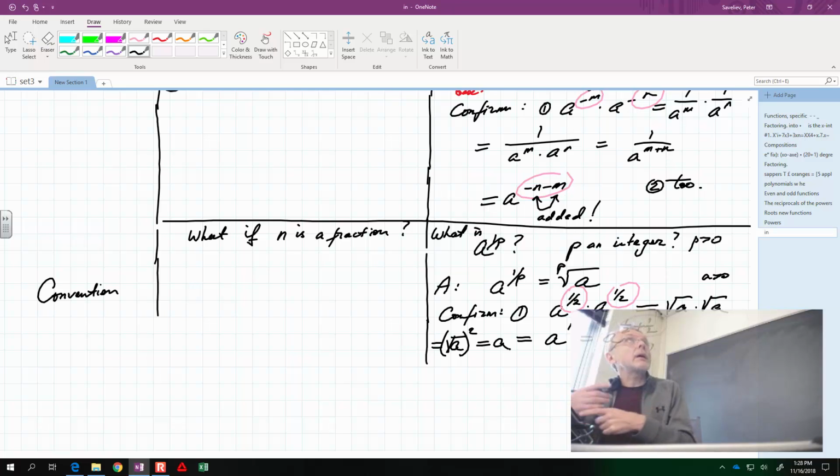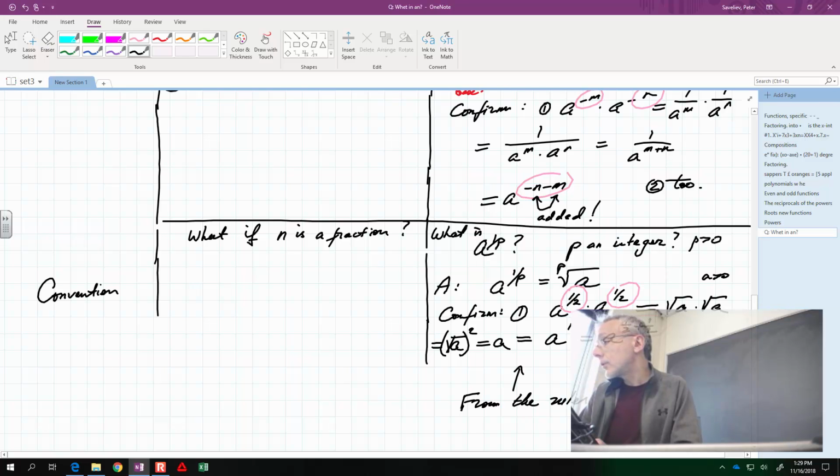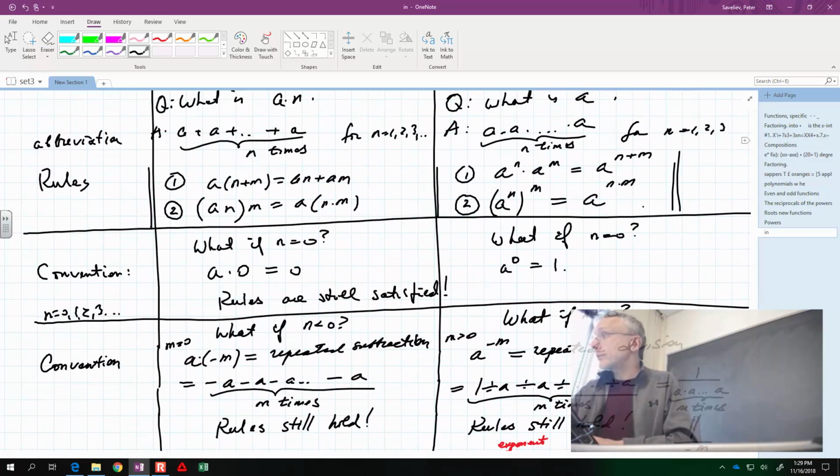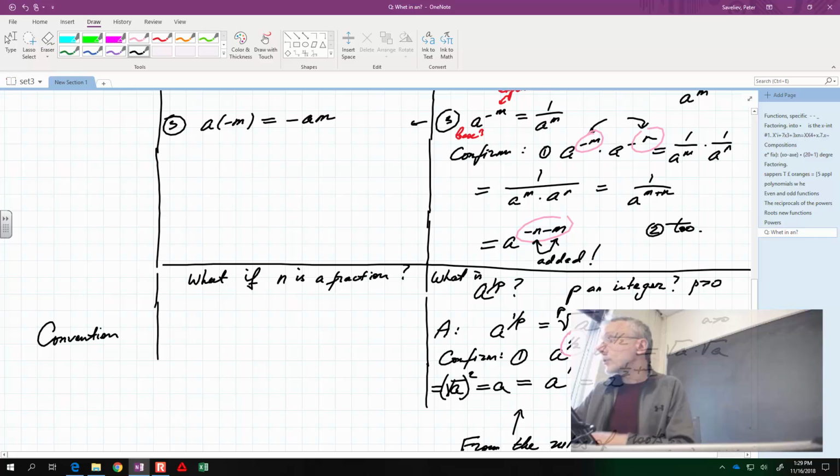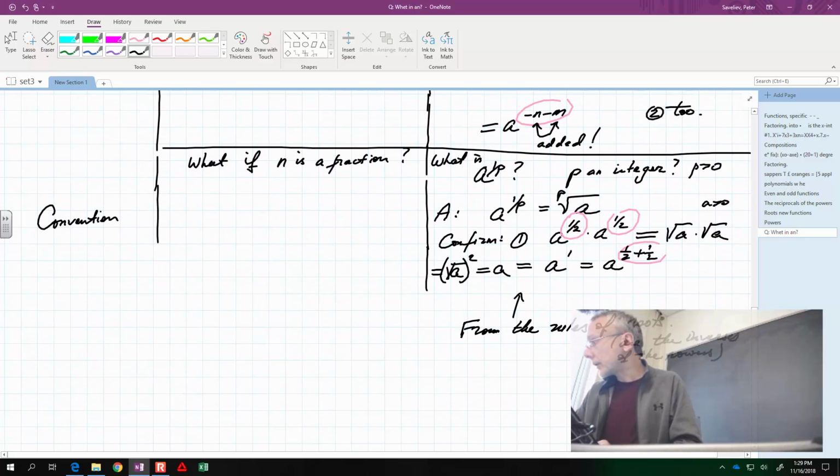We're going to explain this. This needs to be confirmed from the rules of roots. Fortunately, remember the roots have been explained fully. Roots are the inverses of the powers. So whatever we know about the rules of powers, from those we derive rules of roots, and from those rules we derive rules of powers with fractional exponents. It certainly works out pretty much the same way.